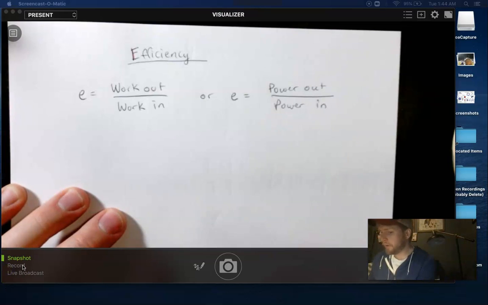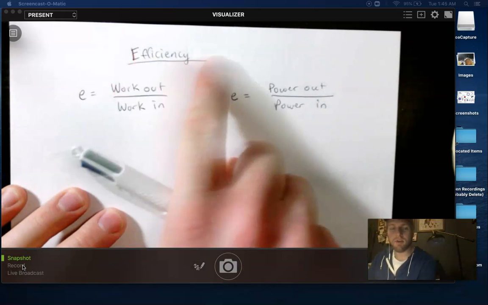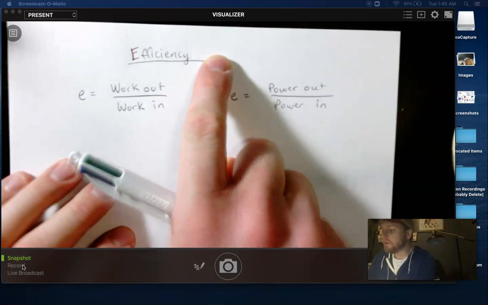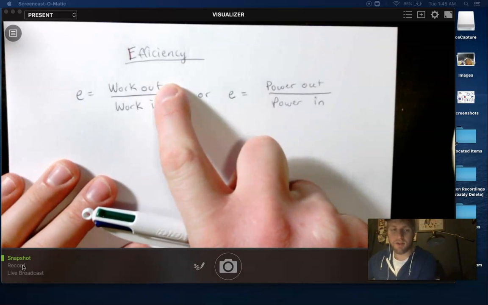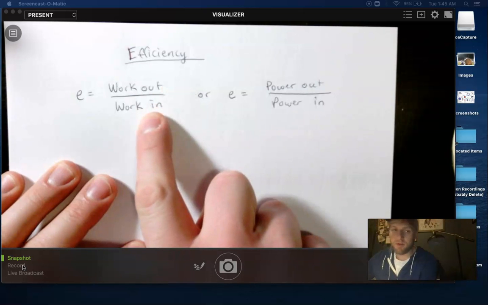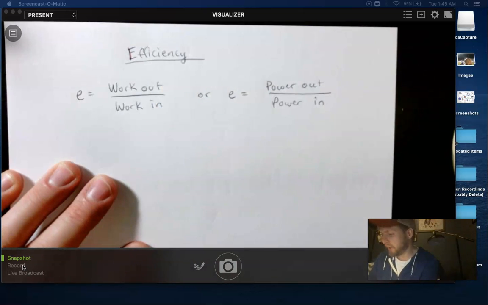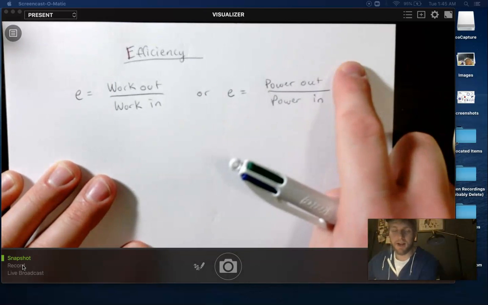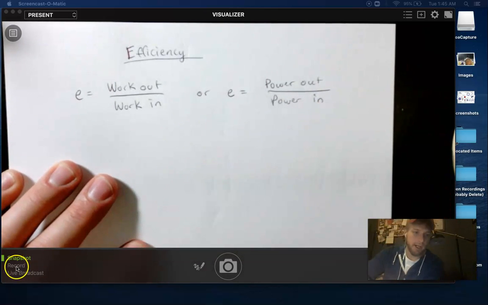So another really important concept when it comes to both energy and power is the concept of efficiency. Efficiency is just a measure of how much useful work we get out of something divided by how much work we put into it. Or, because the t's will cancel, you could also say it's the power we get out per amount of power that we put in.